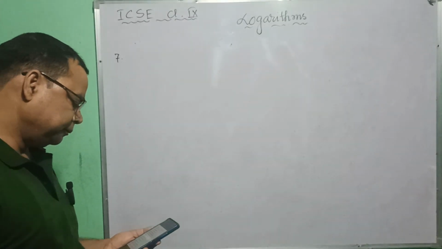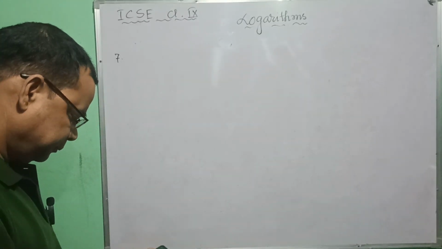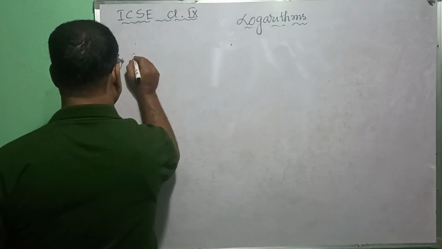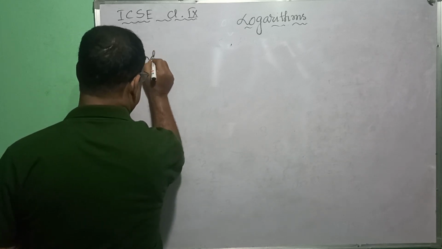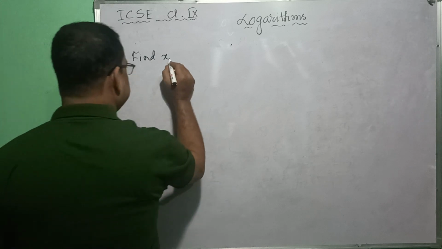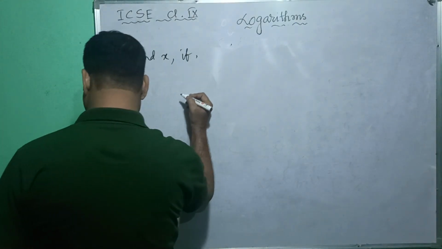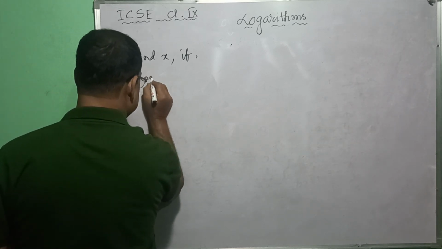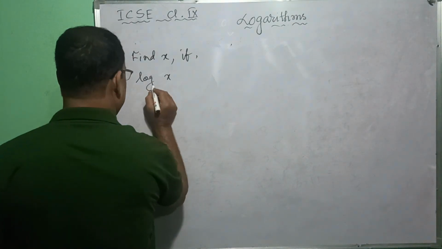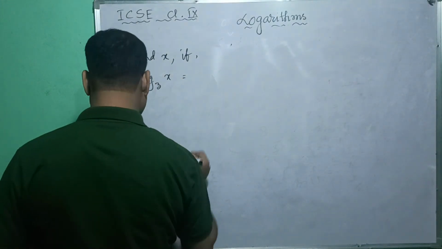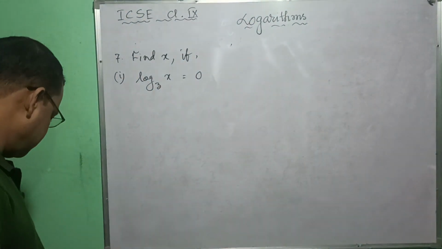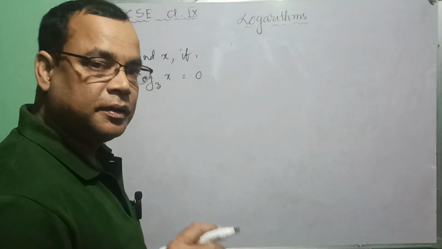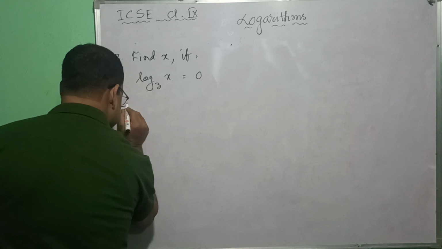Question number 7 is find the value of x if, Roman 1, log x at base 3 equal 0. So this is the first equation. From this equation we'll find the value of x. So we'll solve it for x.